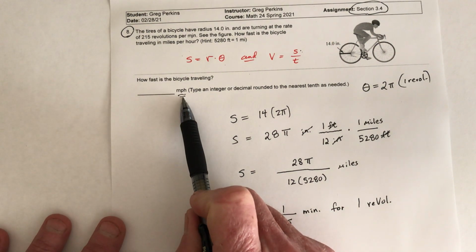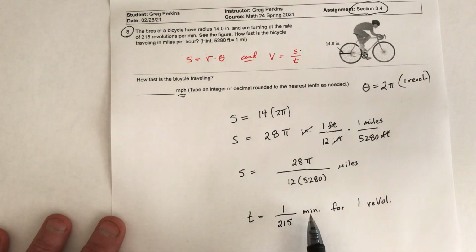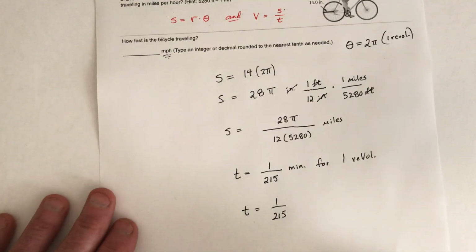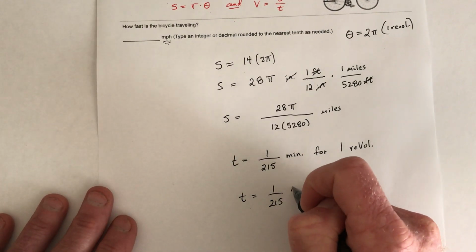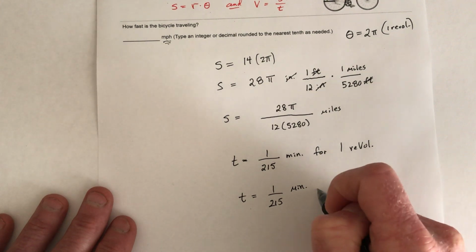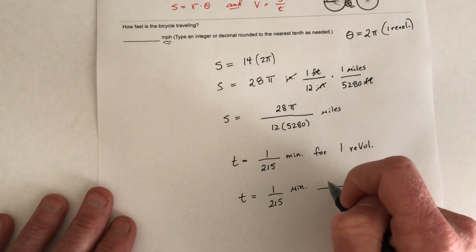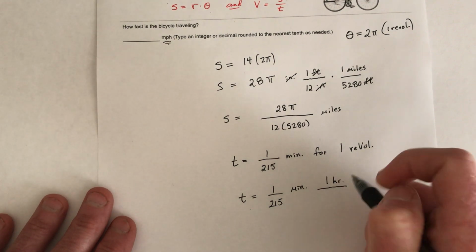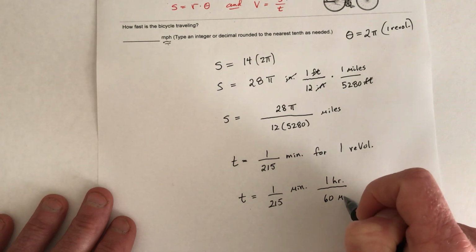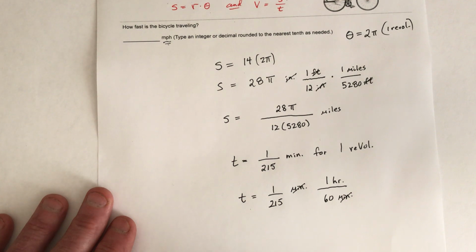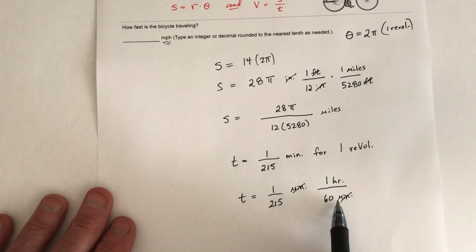Now right here, they're saying put it in miles per hour. So we need to change this to hours. So T is equal to 1 over 215. Right now, this is in minutes. And then there is 1 hour is worth 60 minutes. And then minutes and minutes will cancel. So that's going to be 1 over 215 times 60.